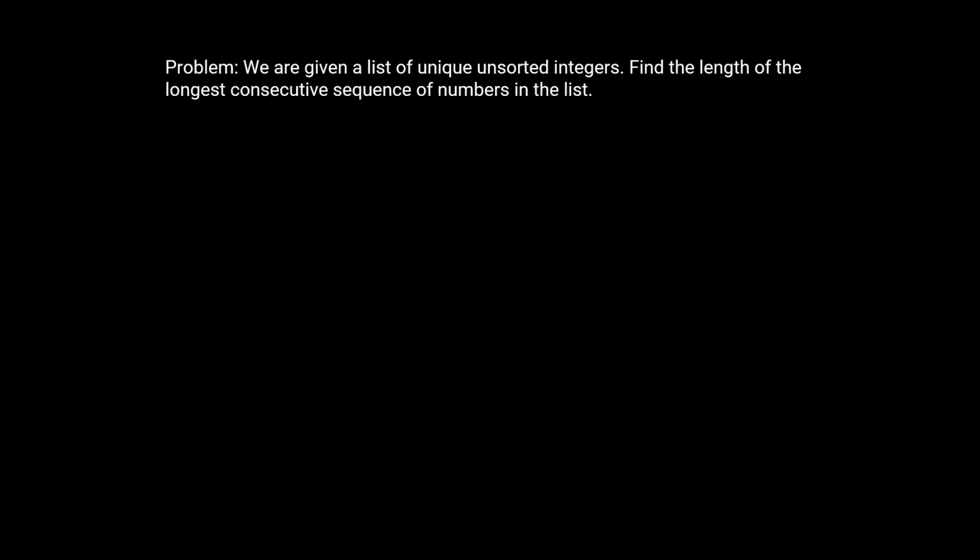So for this problem, we're given a list of unique unsorted integers. Our job is to return the length of the longest consecutive sequence of numbers in the list. So for example, if we're given this list of numbers, the longest sequence would be 1, 2, 3, and 4, and that's 4 numbers long. So we would return 4.